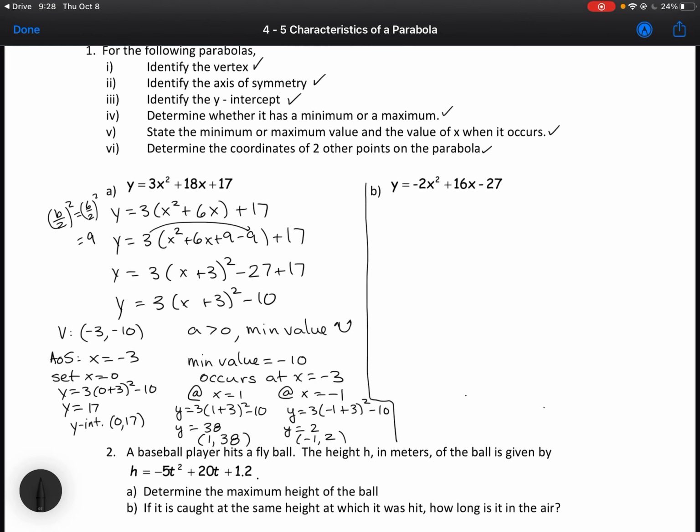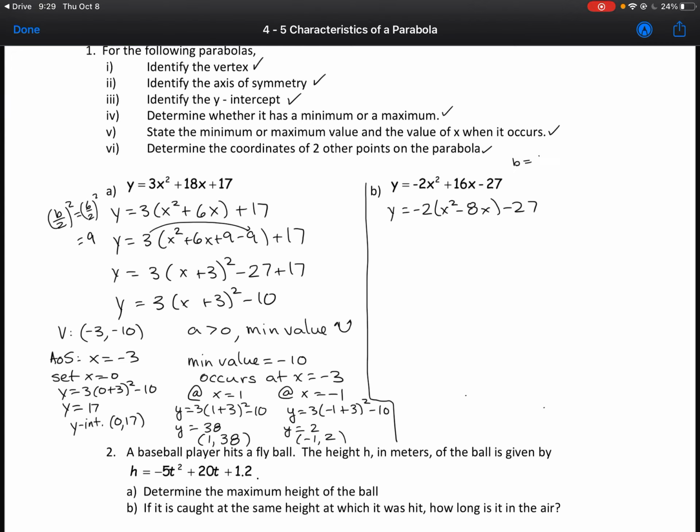Let's take a look at another example. So again, I'm asked to find the vertex, and I have the parabola in standard form. That means that I need to change it into vertex form so that I can easily identify the information. So the first thing that I'm going to do is factor out negative 2 from both terms. And then I'm going to look for the value to put in to create the perfect square.